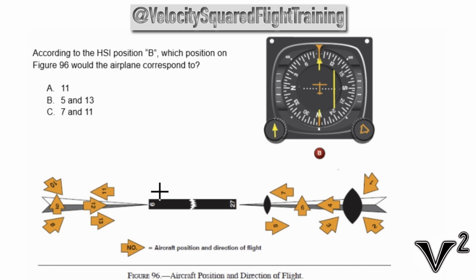Now that's super easy because 5 and 13 are heading east, and 7 and 11 are just straight up going the wrong way. You don't even have to worry about what we got over here. Doesn't matter. So first things first, check your heading, and then check the available answers.